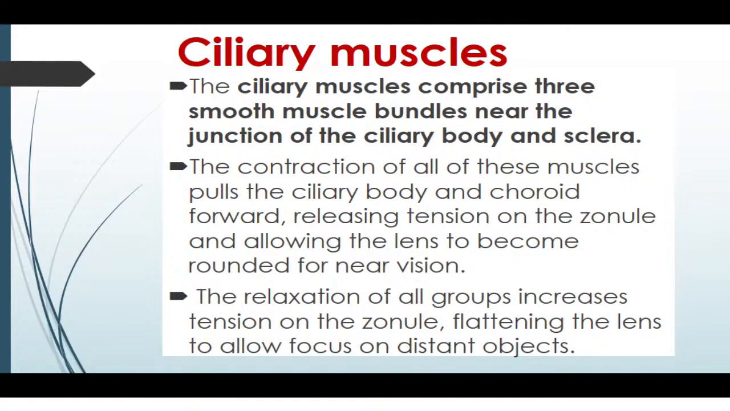Ciliary muscle. The ciliary muscle comprises three smooth muscle bundles near the junction of the ciliary body and sclera. The contraction of all these muscles pulls the ciliary body and choroid forward, releasing the tension of the zonule and allowing the lens to become rounded in near vision. So it's important for changing the shape of the lens. And the relaxation of all groups increases the tension of the zonule, flattening the lens to allow focus on distant objects. So you have seen that especially the ciliary muscles change the shape of the lens.